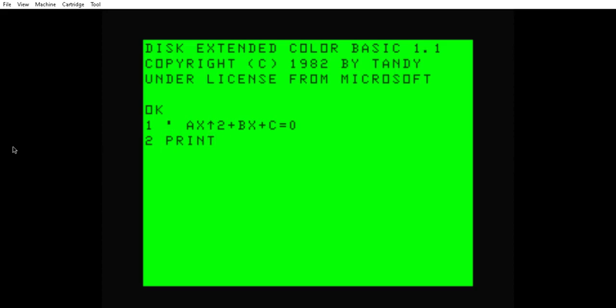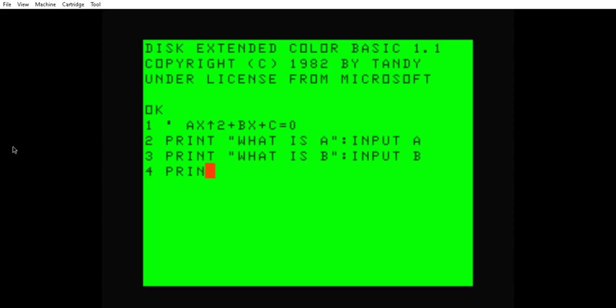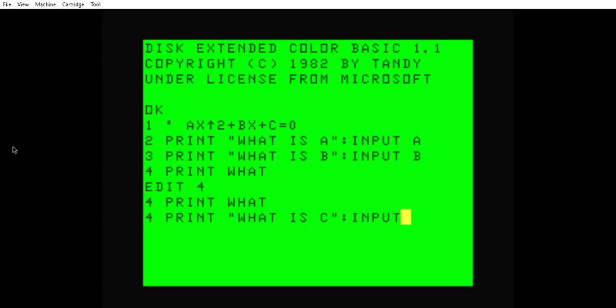Print what is A, input A, print what is B, input B, and finally print, put the quotation marks in, what is C, and let's run this.